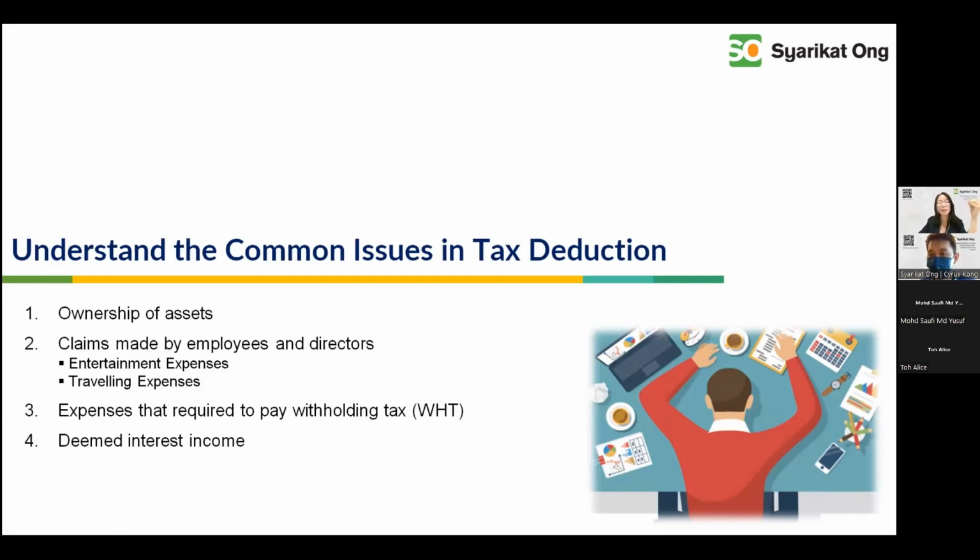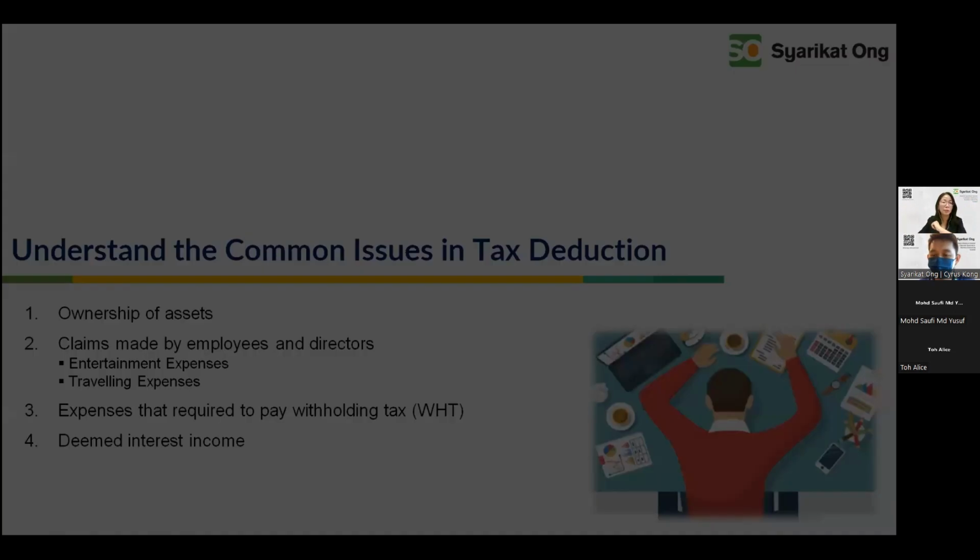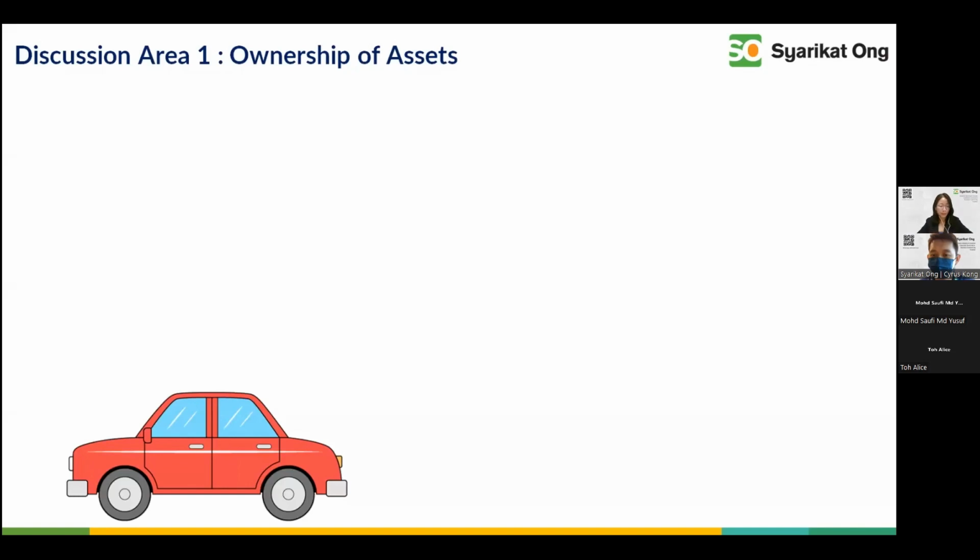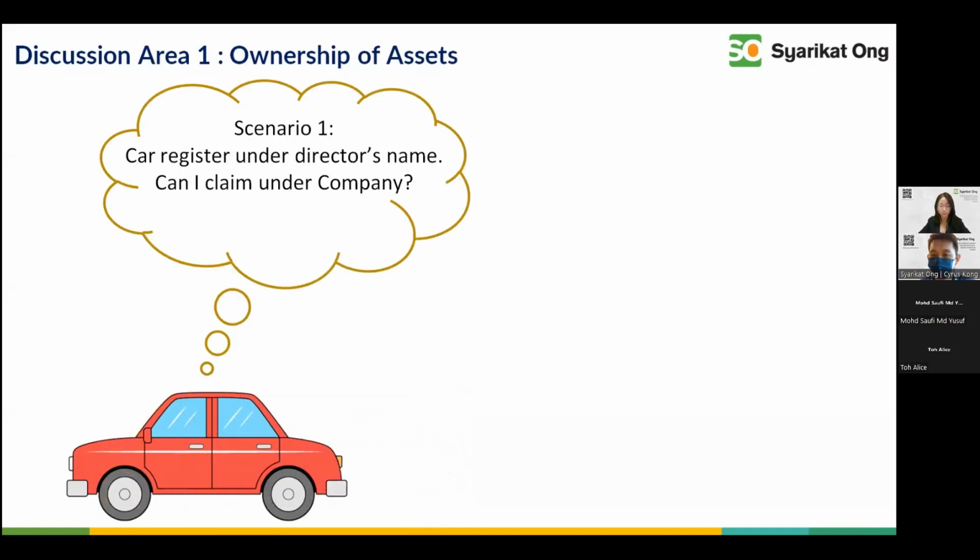Number 3 is expenses that are required to pay withholding tax, but a lot of the time, taxpayers are not aware of it. And number 4, we wanted to touch a little on this thing called deemed interest income. It is not new, it's something since 2014, but we're going to touch on it because we believe the current Inland Revenue approach makes it worth looking into this matter once again. So let's look very quickly at our first discussion area.